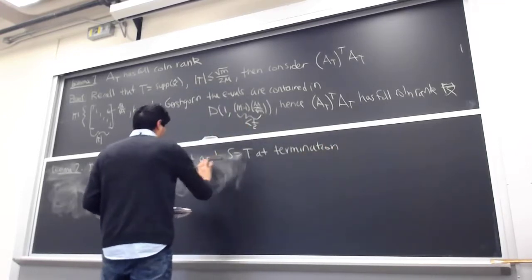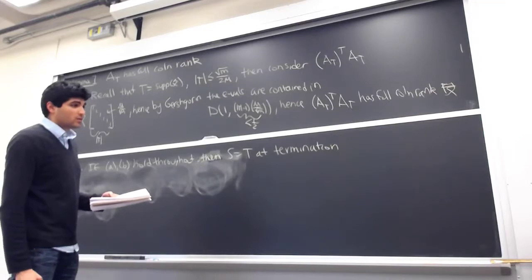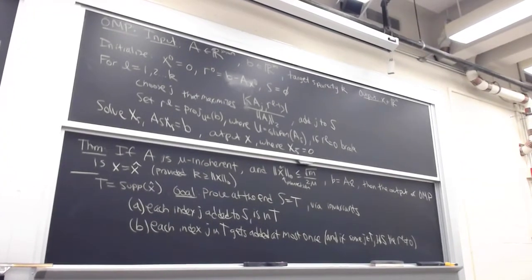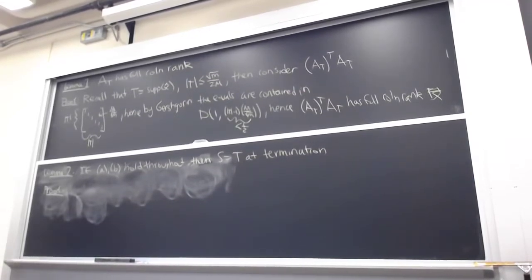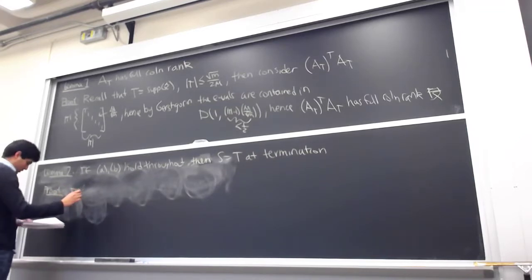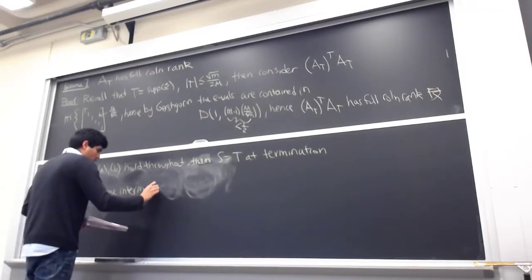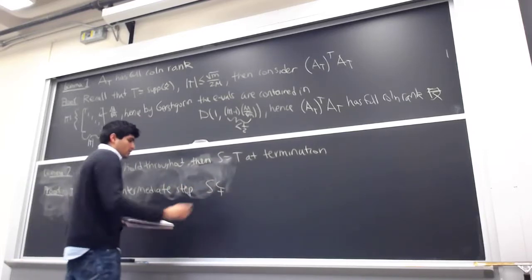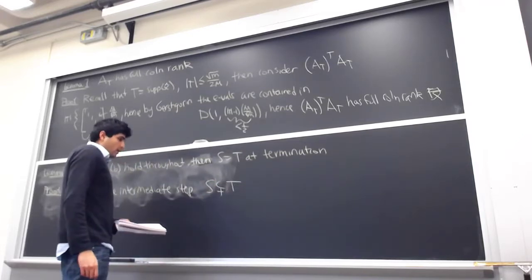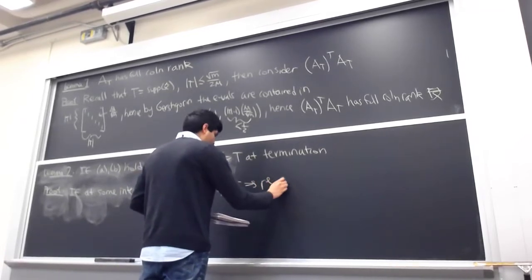S equals T at termination. All right, so I want to say that the invariants would be enough at the end. So what we're going to do is suppose that at some intermediate step, we have S strictly contained in T, and we know from B that then the residual is not equal to 0.